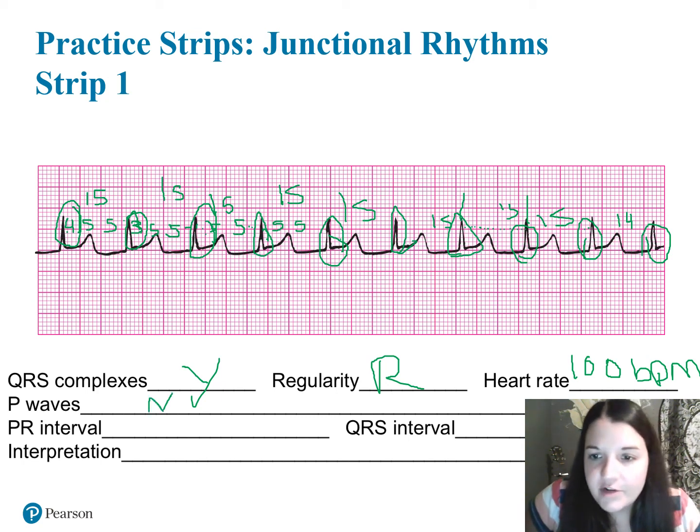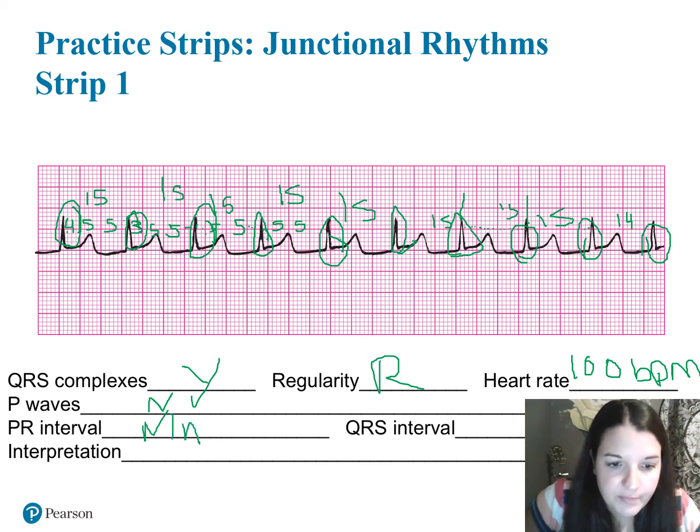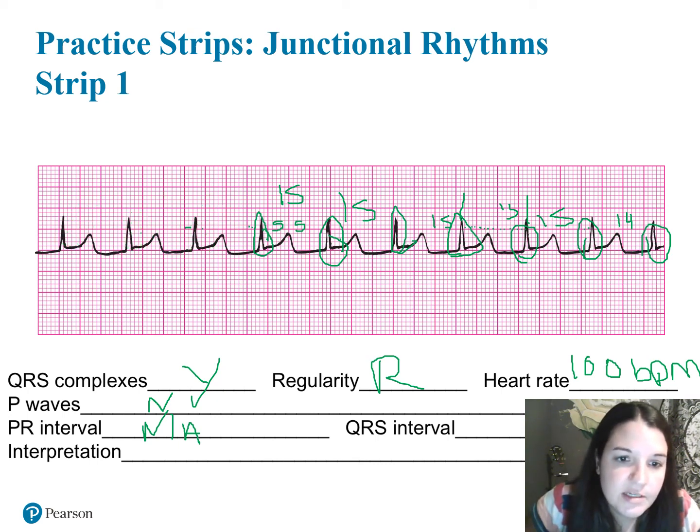If we don't have P waves, can we tell what my PR interval is? No. Not applicable. What's my QRS? I see one little box. So let me erase some of these so you can see. And I can see, where does my QRS begin?